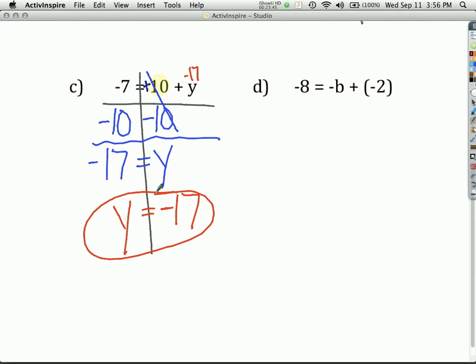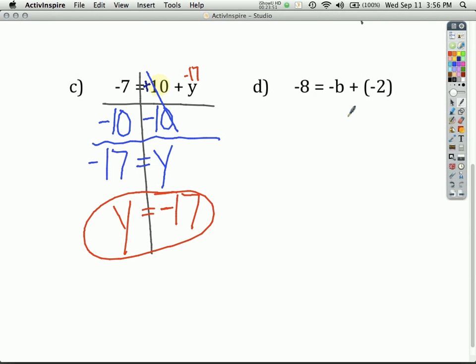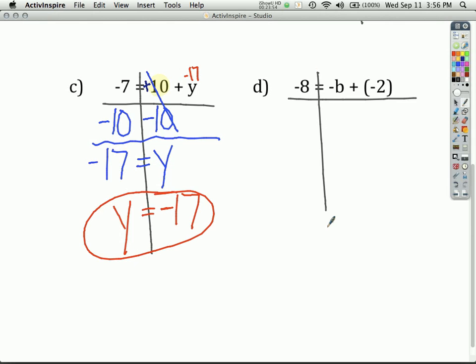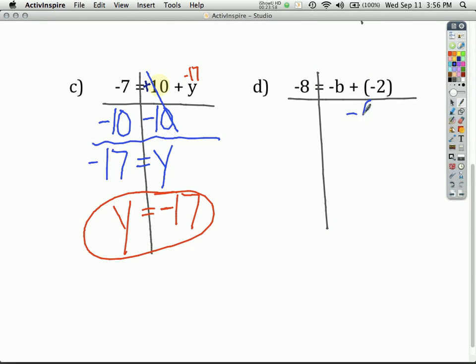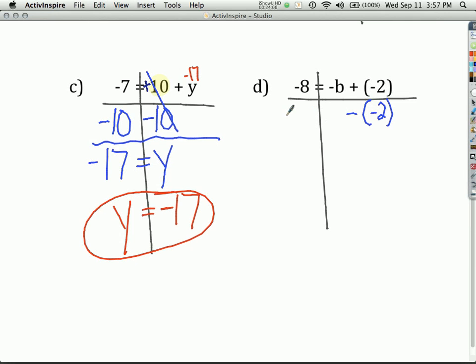Okay, so I want to quickly do part D because I'm a bit behind schedule. So I'm going to do the first part quickly, and so I know to focus here. So I'm going to subtract negative 2, subtract negative 2. This cancels, and so I know keep, change, change. So that's going to be a negative 6 equals, but look at this, negative b.